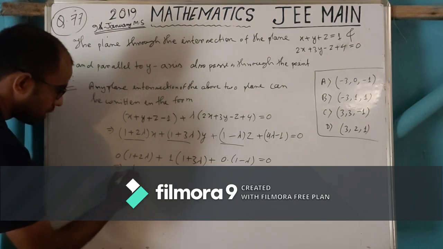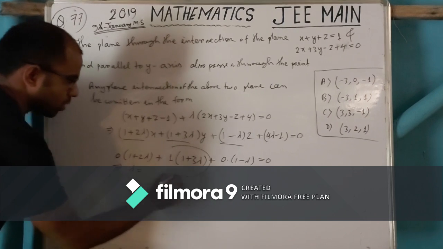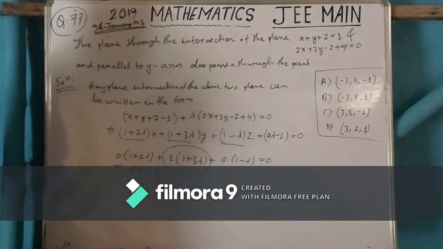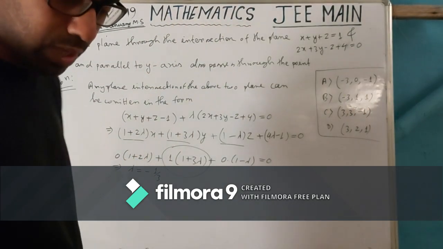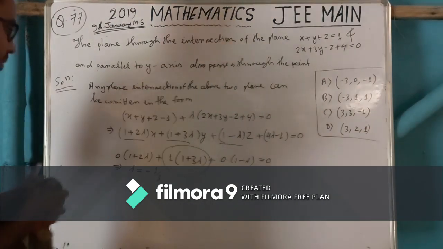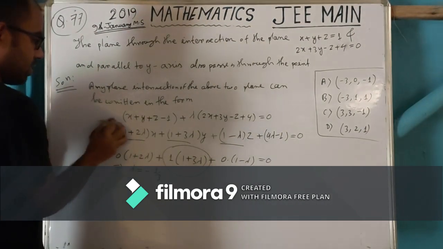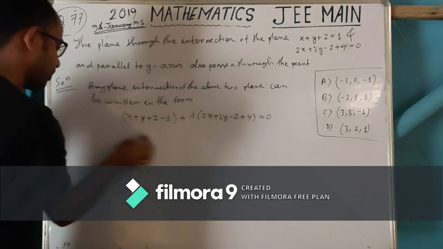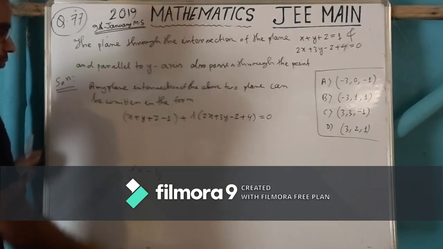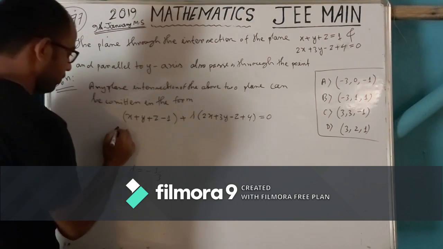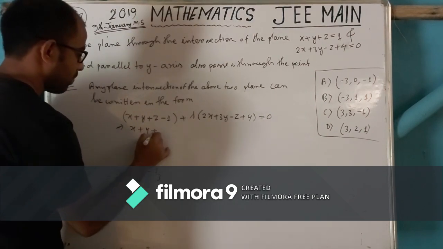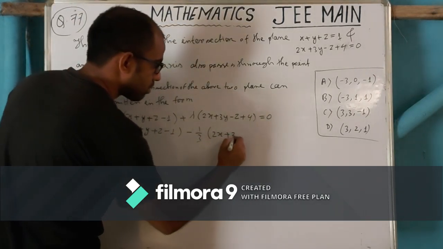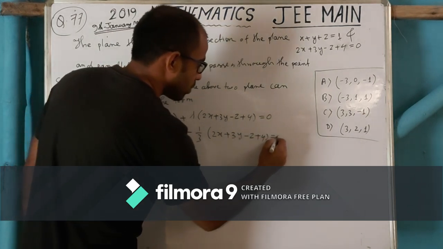So this value is equal to 0, so lambda equals minus 1 by 3. So we get the value of lambda. Next, we put the value of lambda here: x plus y plus z minus 1 into minus 1 by 3, and 2x plus 3y minus z plus 4 equal to 0.